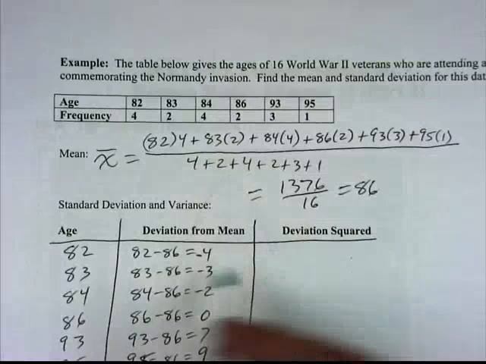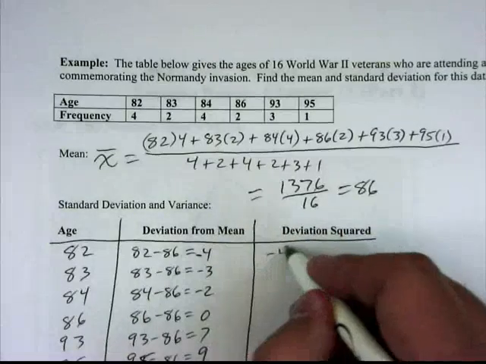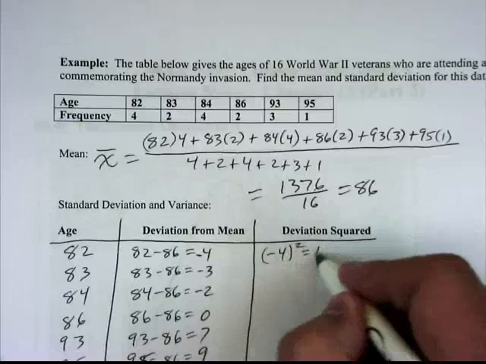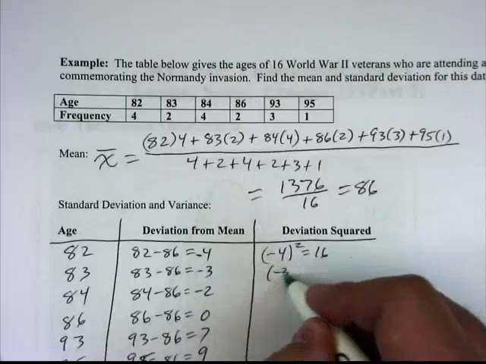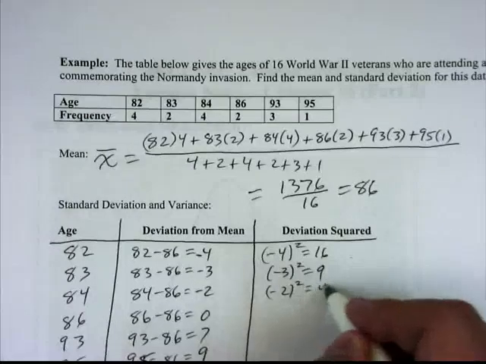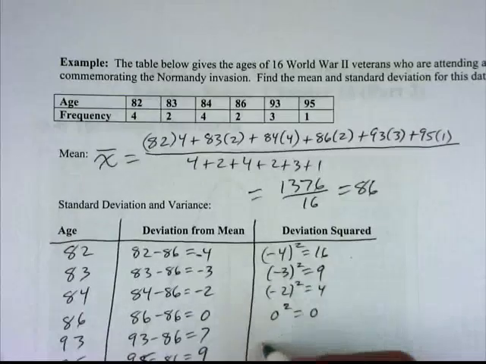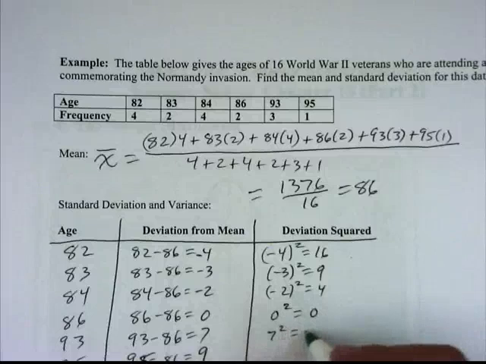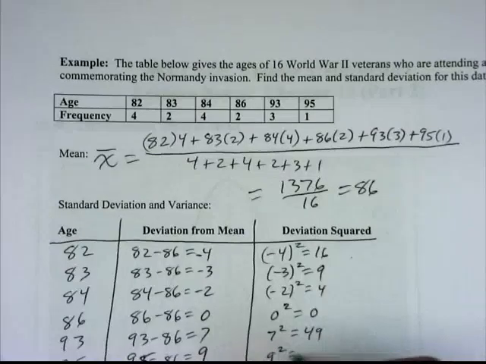Then what we're going to do is we're going to take these and we're going to square those out. So negative 4 squared is 16. Negative 3 squared is 9. Negative 2 squared is 4. 0 squared is 0. 7 squared is 49. And 9 squared is 81.